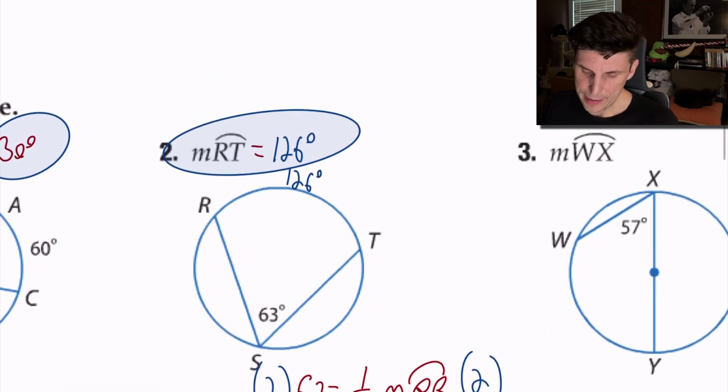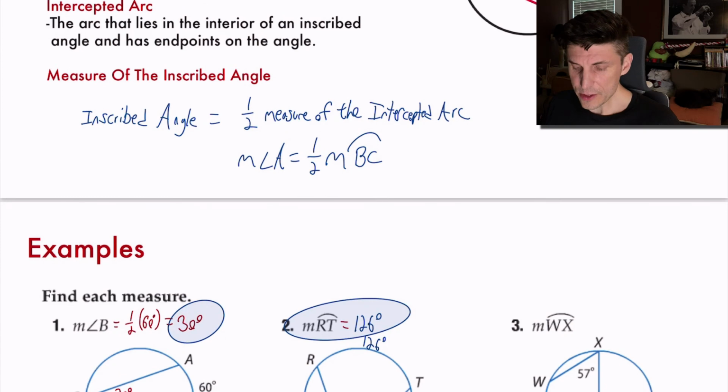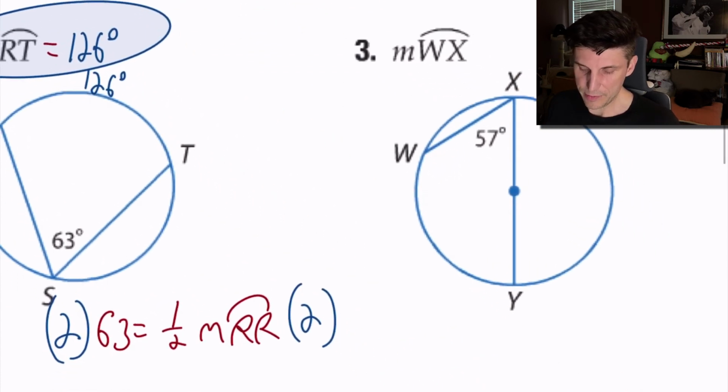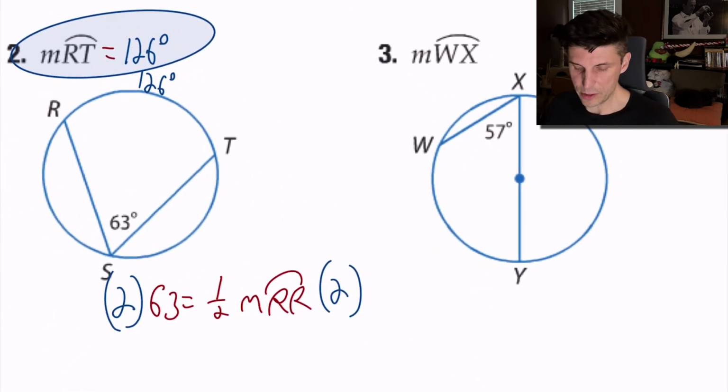When you look back at what we wrote here, some people like to think of the relationship as the measure of the intercepted arc being equal to double the angle. I think you've seen relationships like that elsewhere in geometry, where instead of thinking of the 1/2, you can think of double.